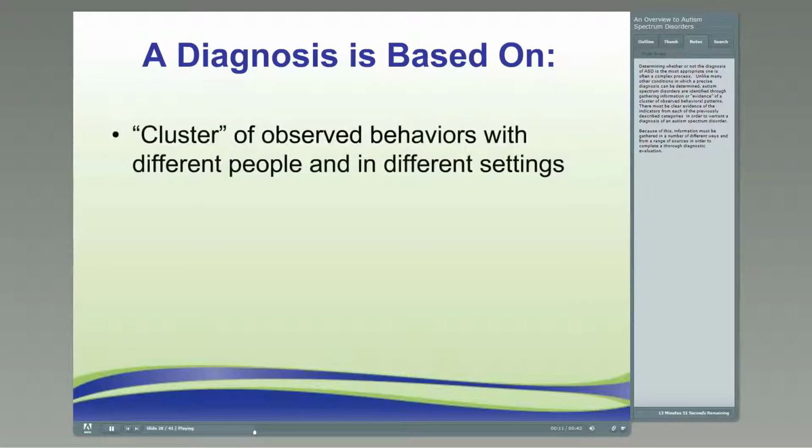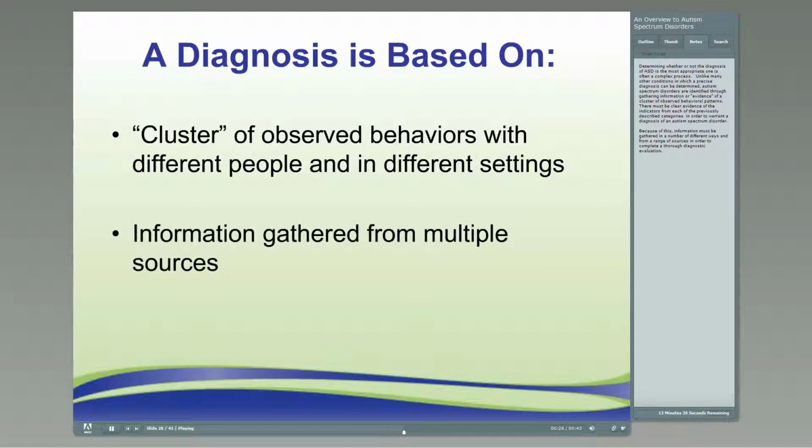Determining whether or not the diagnosis of autism spectrum disorder is the most appropriate one is often a complex process. Unlike many other conditions in which a precise diagnosis can be determined, autism spectrum disorders are identified through gathering information or evidence of a cluster of observed behavioral patterns. There must be clear evidence of the indicators from each of the previously described categories in order to warrant a diagnosis of an autism spectrum disorder.